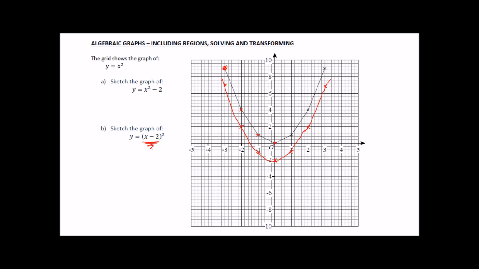So I'm going to take this point here and I'm going to move it 2 to the right. So it's going to go to here. Okay. This original point is going to go 2 to the right. This original point is going to go 2 to the right. This original point, 2 to the right. And this original point, 2 to the right. And again, we've got to do each one in turn nice and accurately and join it up with a curve.